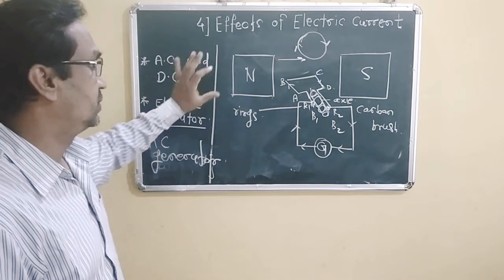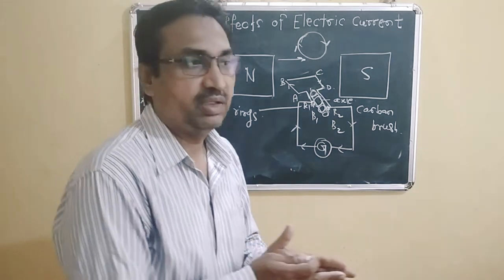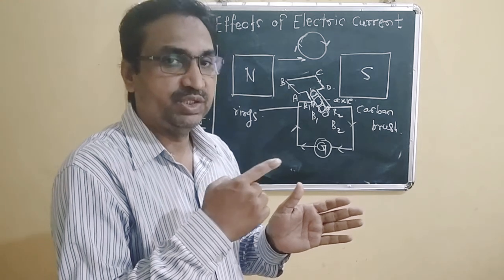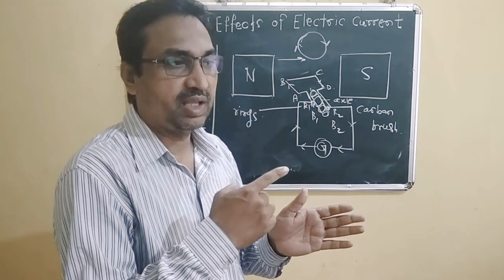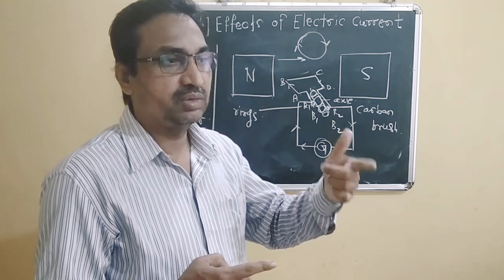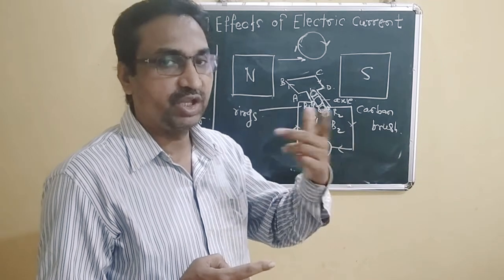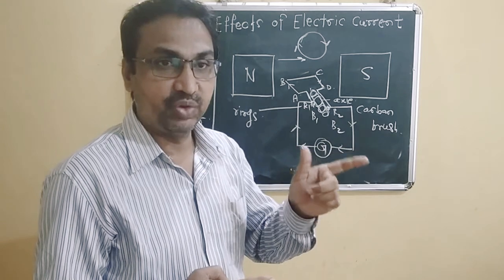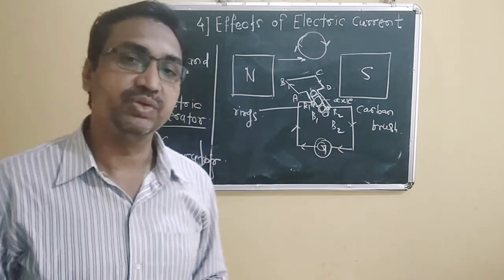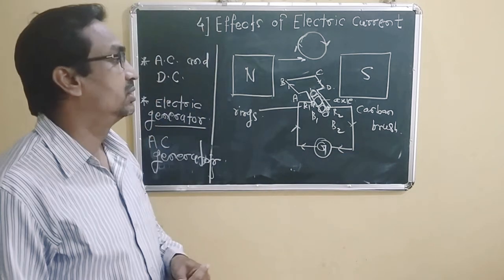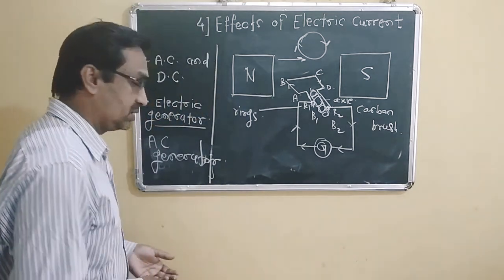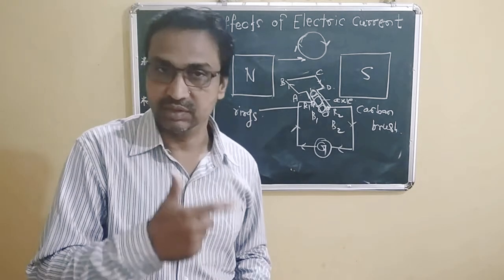A current carrying conductor is placed in a magnetic field. When we displace this conductor, we can easily see that an induced current is produced, and the direction of the induced current is found by using Fleming's right hand rule.